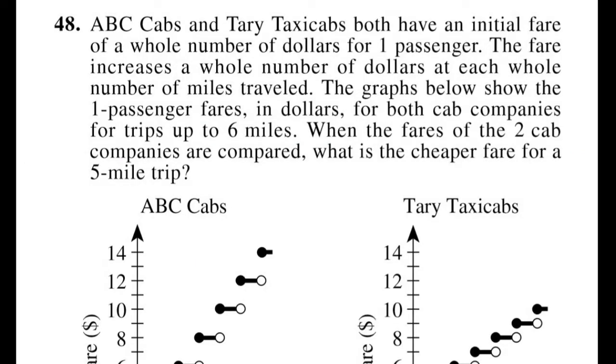Number 48. ABC cabs and Terry taxi cabs both have an initial fare of a whole number of dollars for one passenger. The fare increases a whole number of dollars at each whole number of miles traveled. The graphs below show the one passenger fares in dollars for both cab companies for trips up to 6 miles. When the fares of the two cab companies are compared, what is a cheaper fare for a 5-mile trip?